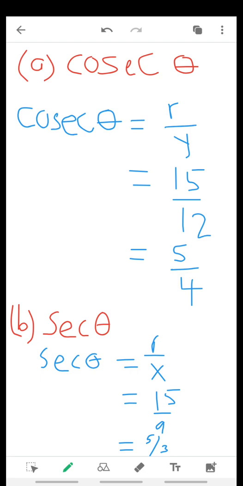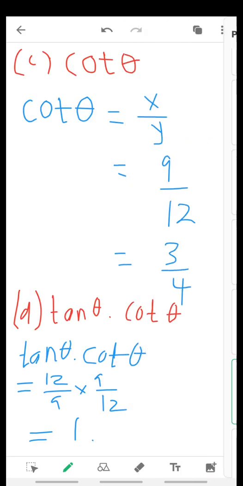Then sec theta, remember, is the reciprocal of cos theta. Cos theta is x over r. Therefore, sec theta will be r over x. And r was 15, x was 9. Therefore, the answer is 5 over 3. Well done. Now, cot theta is the reciprocal of tan theta. You agree with me? Therefore, if tan theta is y over x, then cot theta will be x over y.